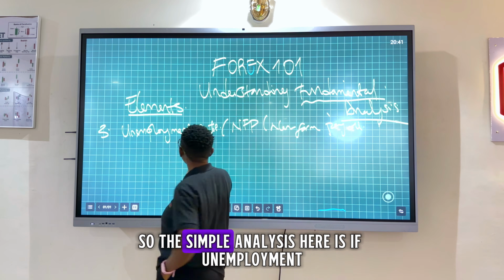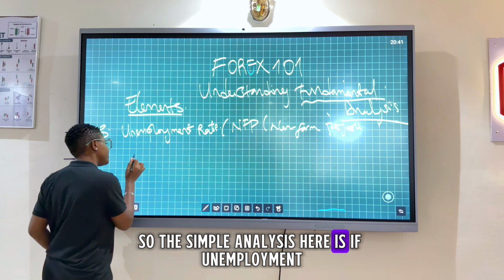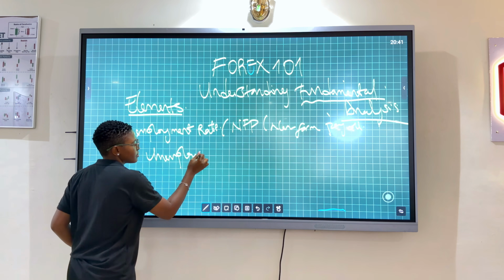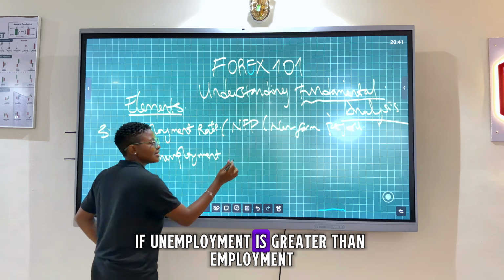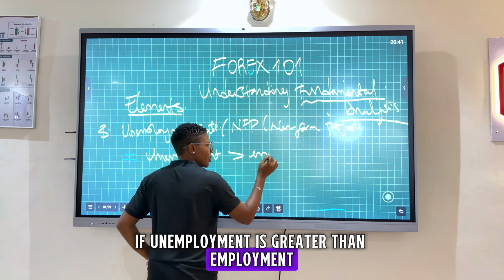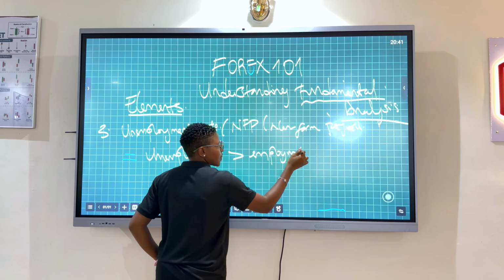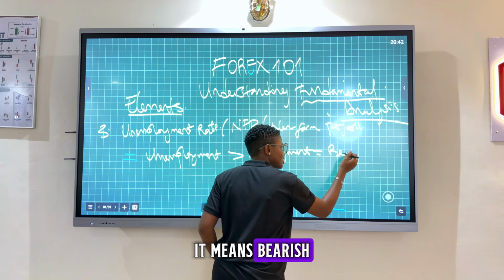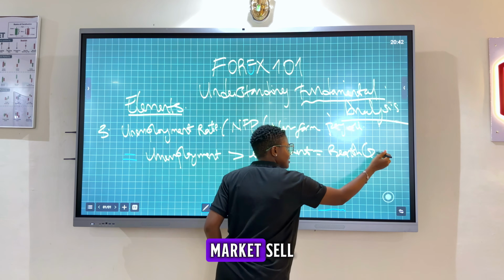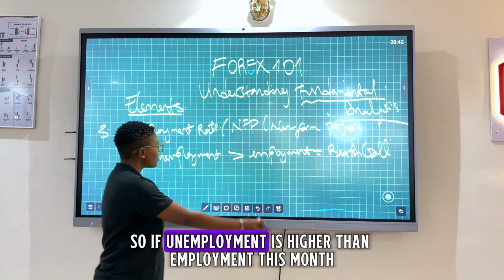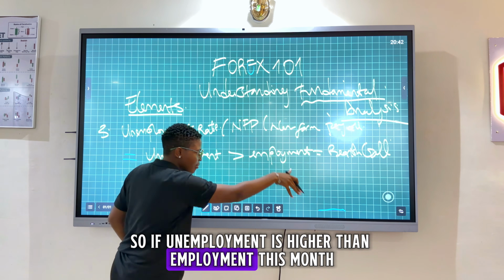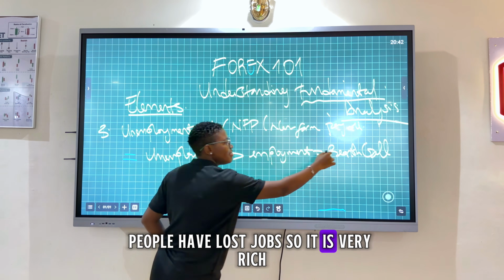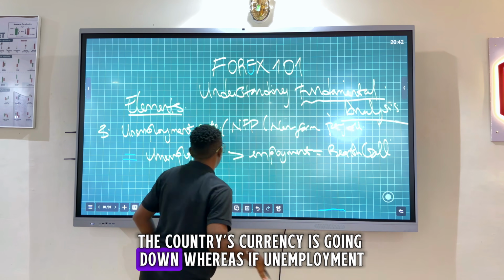So the simple analysis here is, if unemployment is greater than employment, it means bearish. In bracket, sell. So if unemployment is higher than employment this month, it means people don't have money. People have lost jobs, so it is bearish. The country's currency is going down.